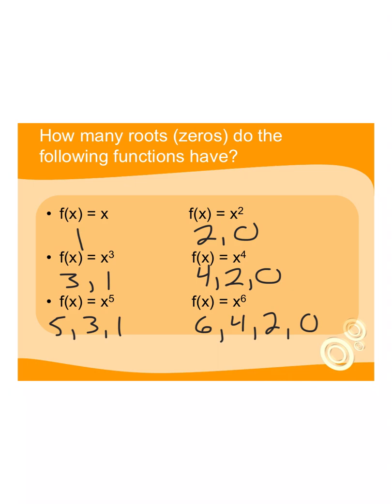Again, the amount of real zeros and complex zeros always have to add up to be the actual degree of the function. So if I had 3 real zeros for x to the fifth, that would mean the other 2 zeros would have to be complex. If I had 2 real zeros for x to the sixth, that means that the other 4 would have to be complex zeros. And again, just remember, complex zeros are always going to come in conjugate pairs.